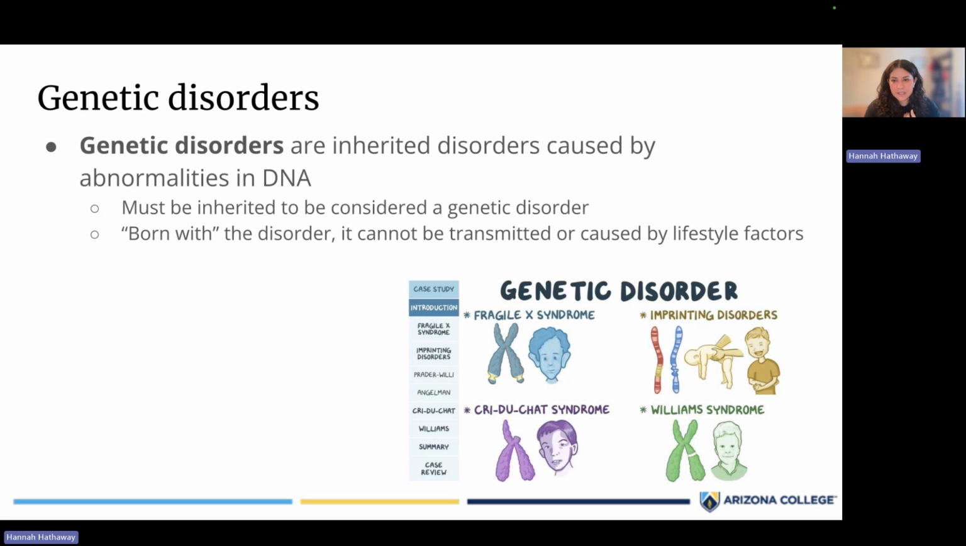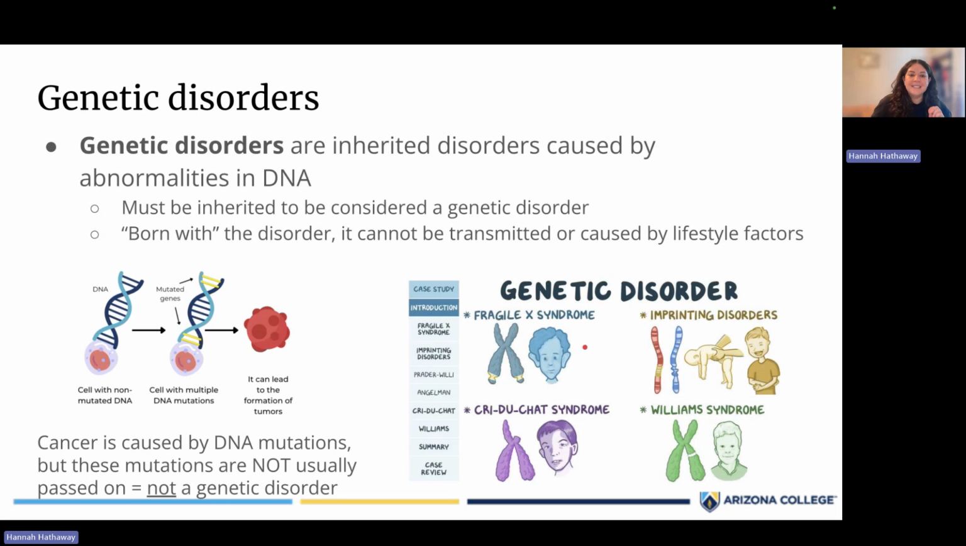So some examples of different genetic disorders. I think most of these are in your textbook, but once again, you don't need to know them for this class. But some examples would be something like Fragile X syndrome, because that is caused by a chromosomal abnormality that someone is born with. That is different than other diseases and disorders that still have something to do with the DNA, but they are not inherited disorders.